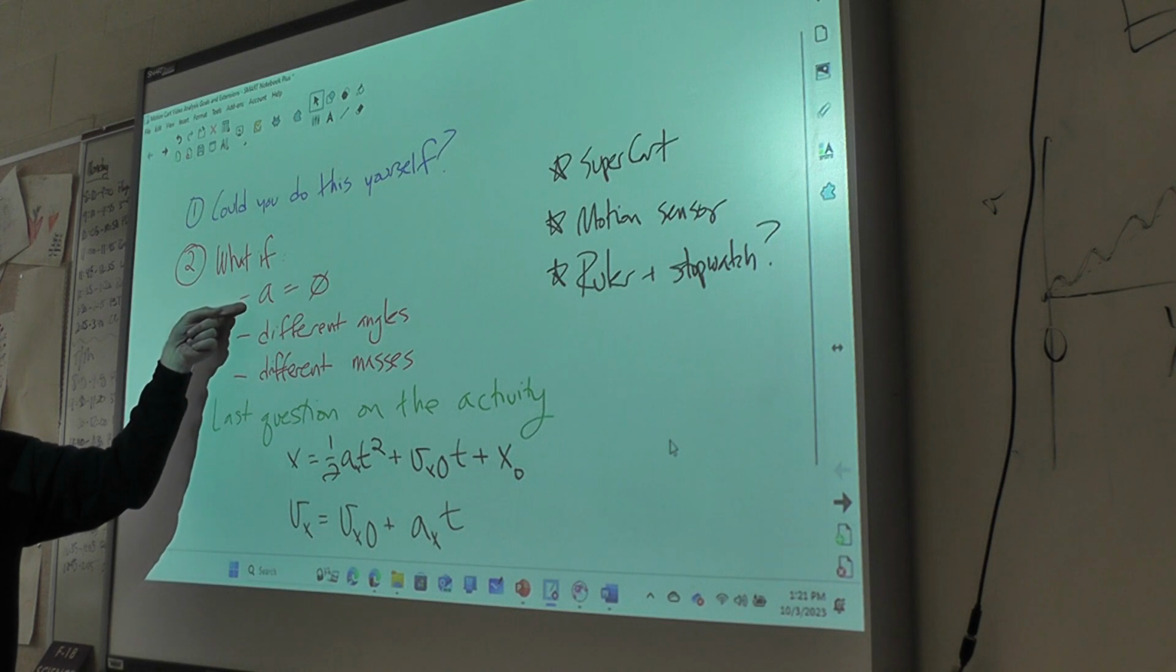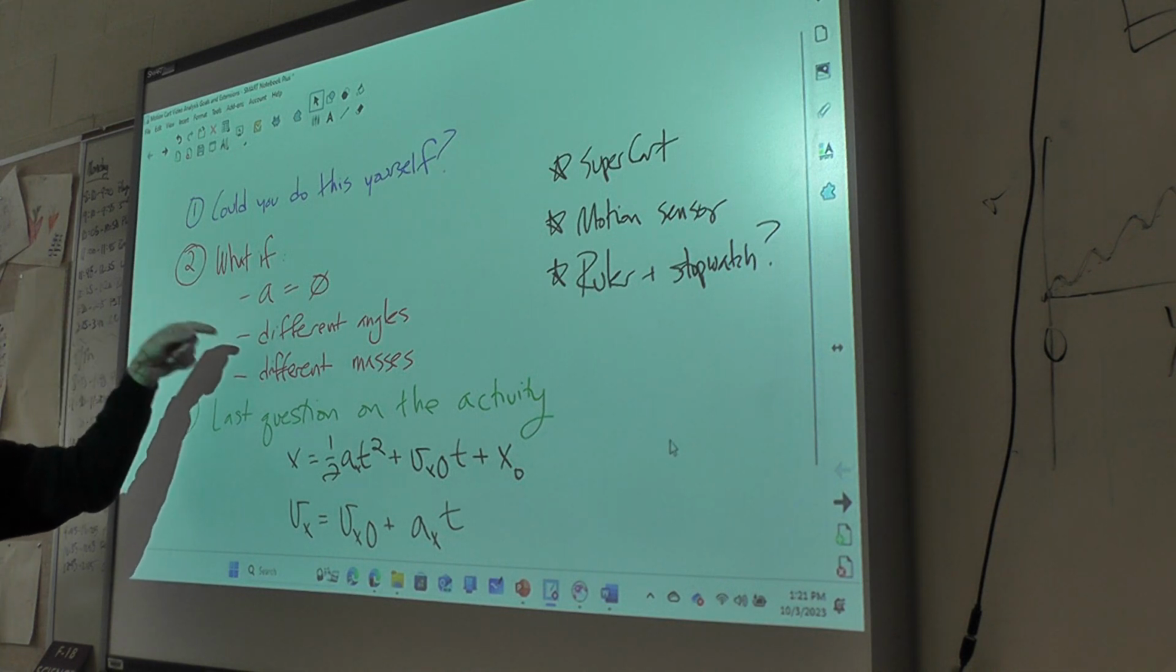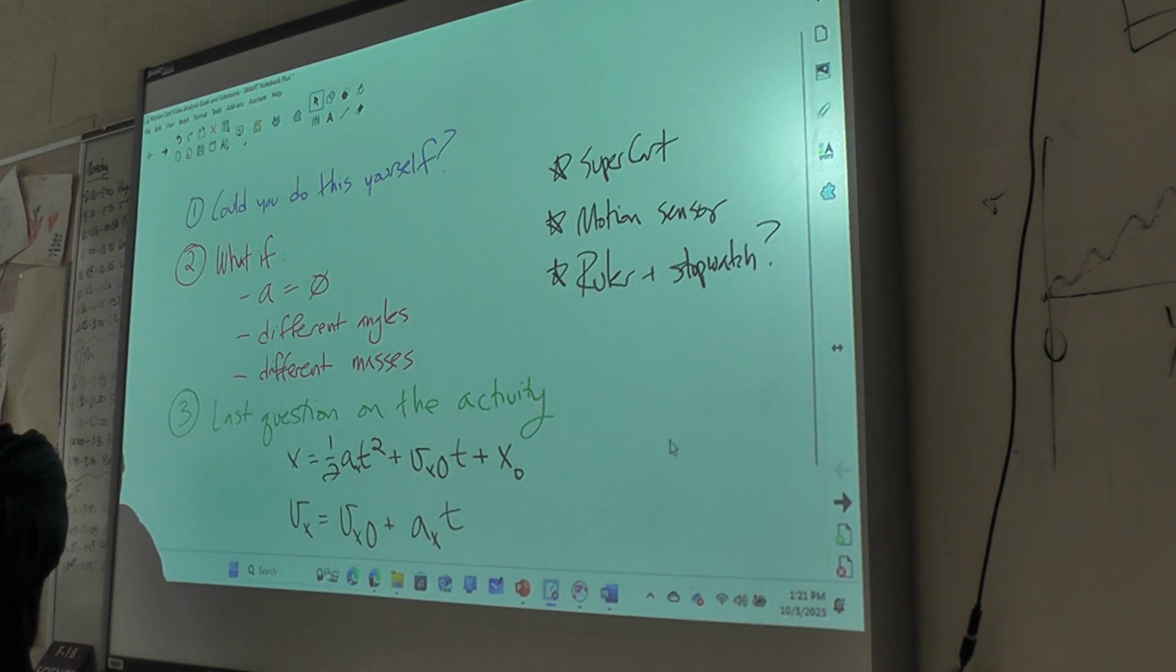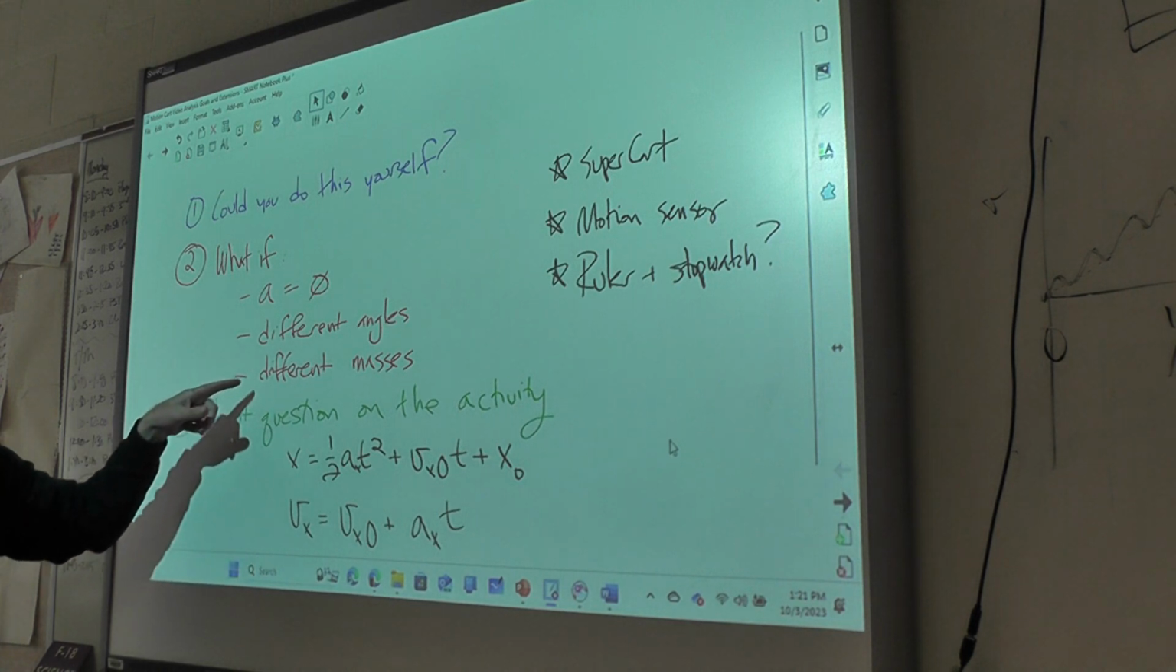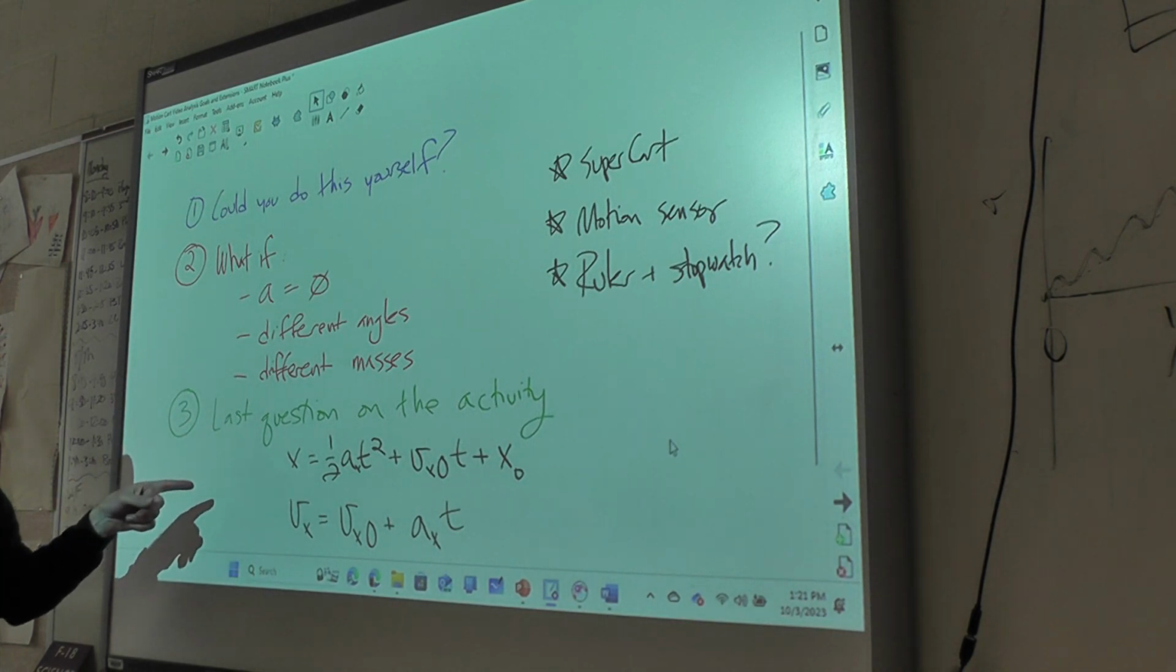Okay? And then some things to think about once you feel like you've mastered that part. What if the acceleration was 0? What would those parameters look like for the parabolic curve fit? What if you had your ramp at different angles, or if you changed the masses of your cart? How would that affect the parameters that you're seeing?